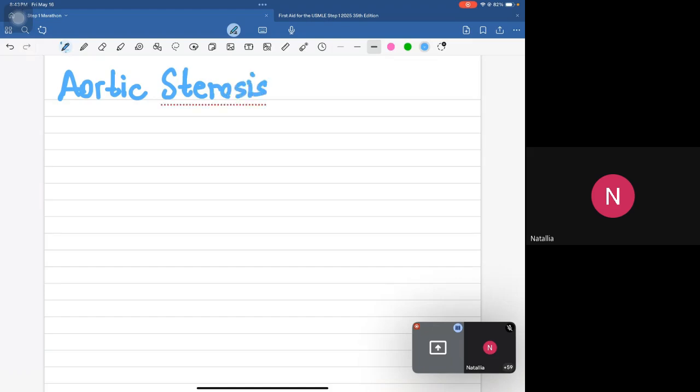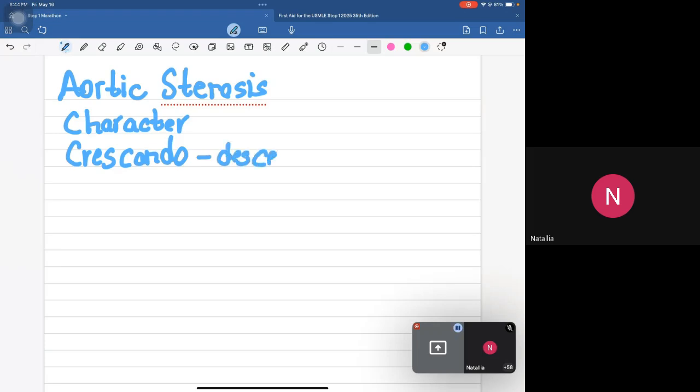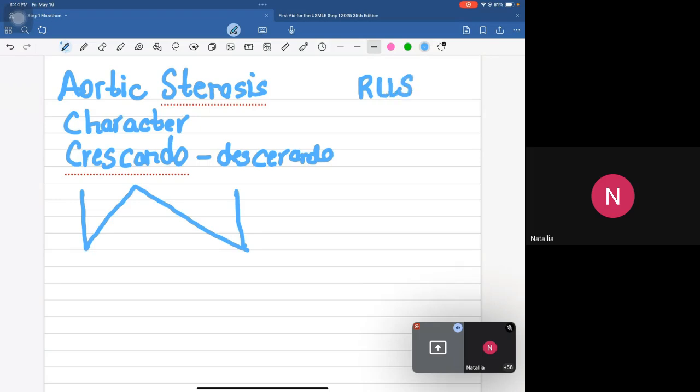The things that you want to know about the murmurs are, number one, what is the character of the murmur. This is a crescendo-decrescendo murmur, which means, if this is the S1 and this is the S2, this murmur will increase and then decrease. This is known as the crescendo-decrescendo murmur. Where do you hear this murmur? You hear this murmur at the right upper sternal border. It radiates to the carotids.